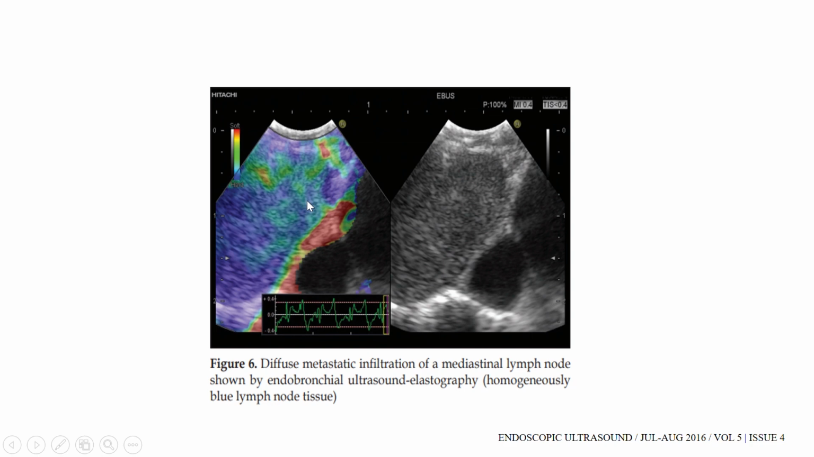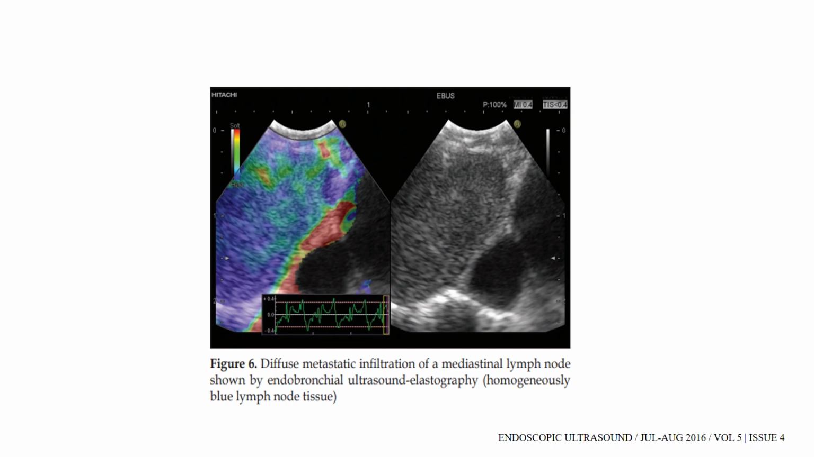One, when I do an EBUS elastography, I can predict whether I am dealing with a case of a benign node or a malignant node by looking at the elastography. Another thing: if I am taking multiple passes and my pathologist keeps saying that she is only able to see a reactive node, then to choose a site where I have to really pass my needle, I can use an elastography.